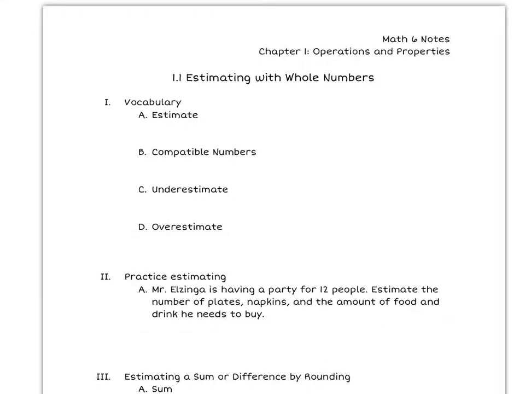So we look at section 1.1, estimating with whole numbers. Our first vocabulary word is estimate. Does anyone think they know what an estimate is? What would be a good definition? An educated guess. Okay, good. A guess that's close to the number but not quite right. Something that's close.